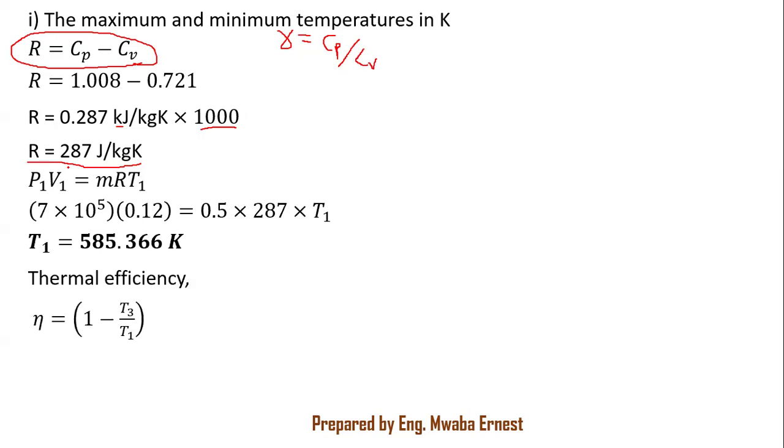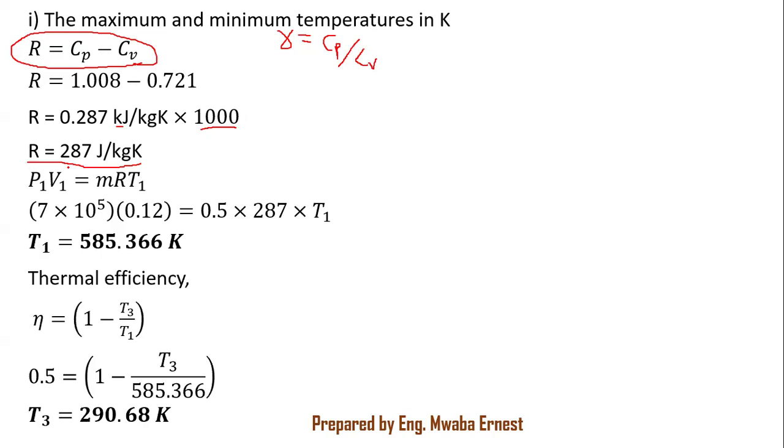Thermal efficiency is 1 minus T3 over T1, where T3 is the lower temperature, T1 is the higher temperature. So when you substitute, our thermal efficiency is 0.5. In the brackets, I have 1 minus the T3 we don't know, divided by 583.366. With that, we get our T3 as 290.68.